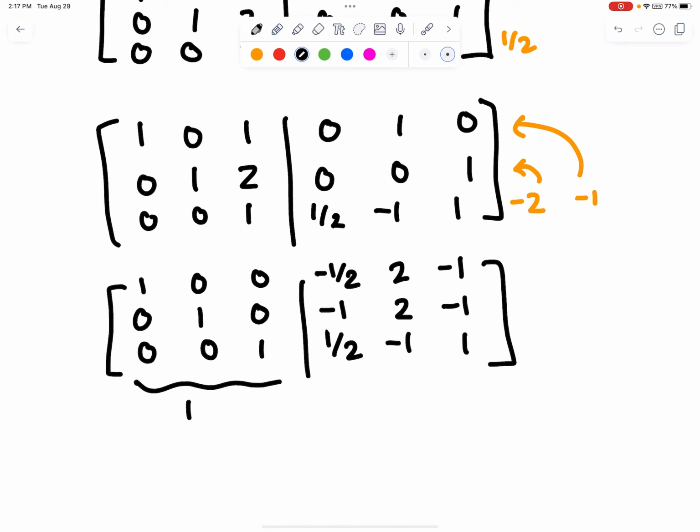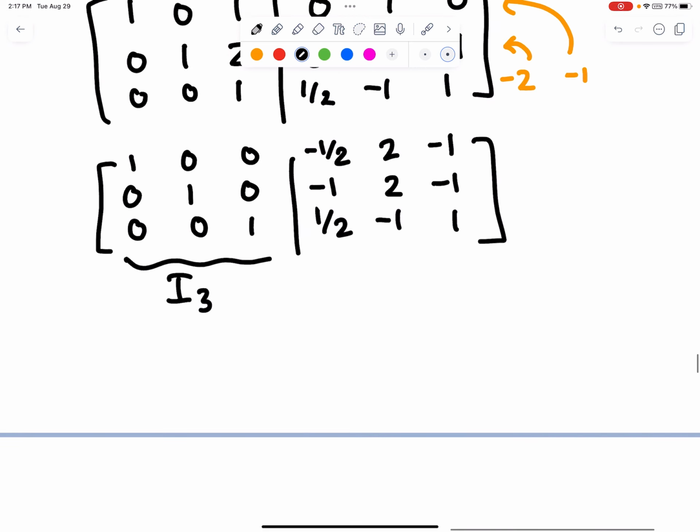And sure enough, we have the identity matrix, the 3 by 3 identity matrix on the left, which tells me that the inverse matrix of C is this 3 by 3 right here.